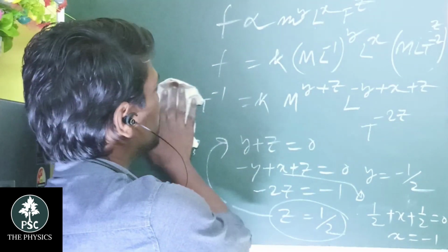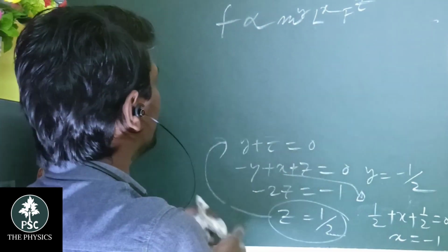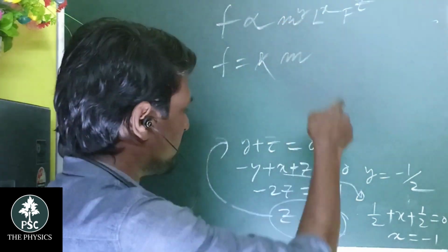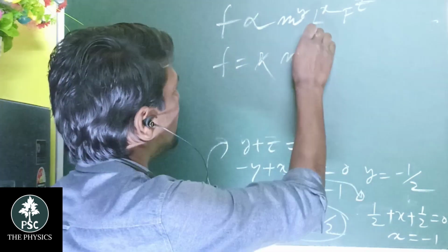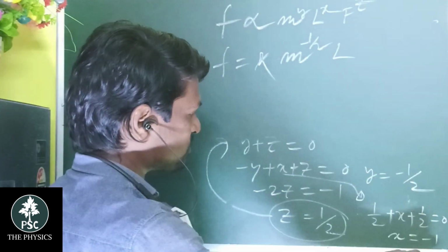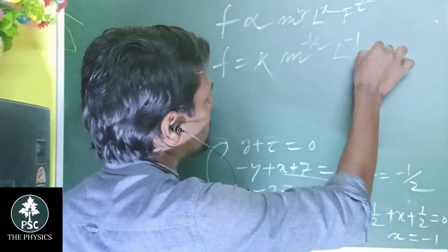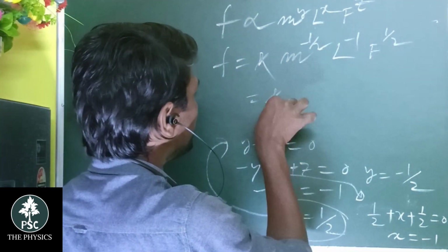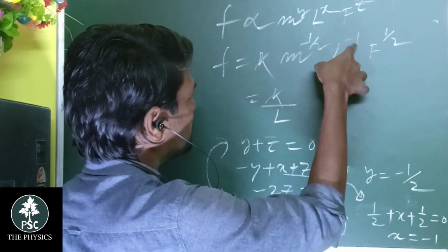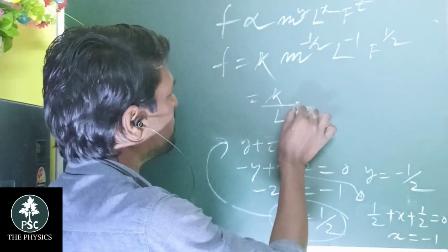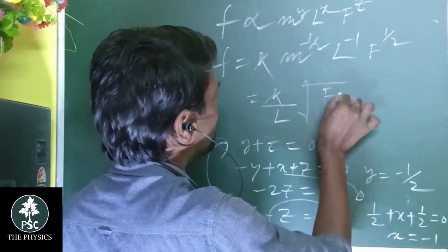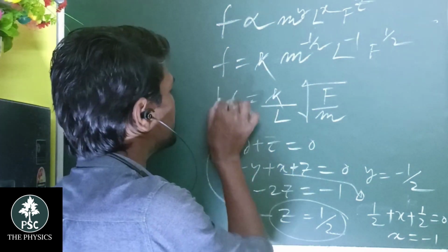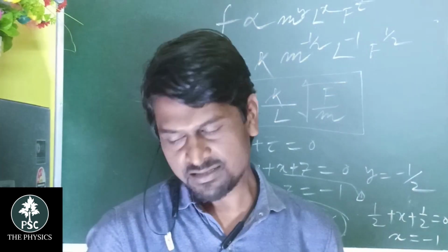So we can put these values in the equation. F is proportional to, or equal to a constant, times M to the power of y, so y equal to minus half, length to the power of x, so x equal to minus 1, and f to the power of z, so z equal to half. So you can write kappa in L divided by L, since the power is minus 1 it goes in the denominator, and root over F by M, since half is the power. So this is the relation, and I think you realize the numericals.